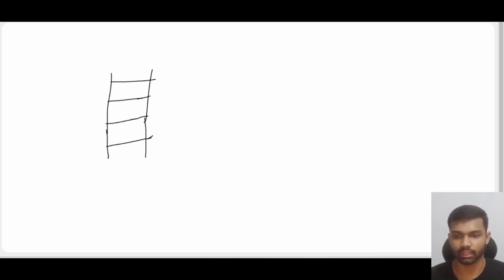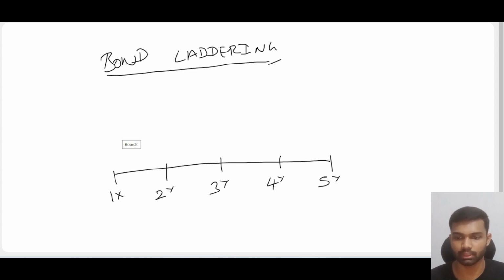The ladder has a series of steps, always aligned at an equal distance from one another. Likewise, in bond laddering, we are going to invest in bonds which have a maturity of 1 year, 2 years, 3 years, 4 years, 5 years. Rather than investing all our money in a bond which has a single maturity, we are going to divide it and invest in different maturities but with constant intervals.